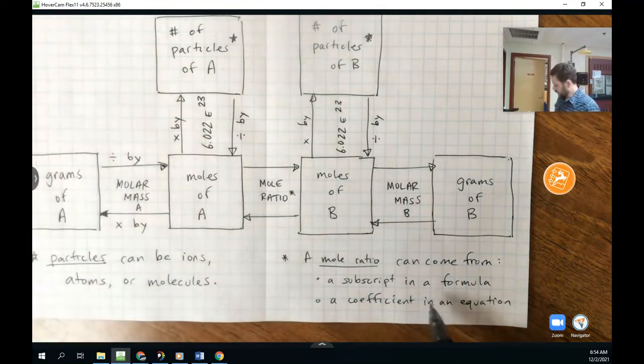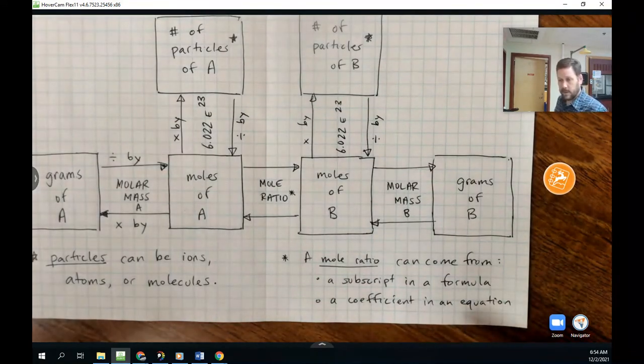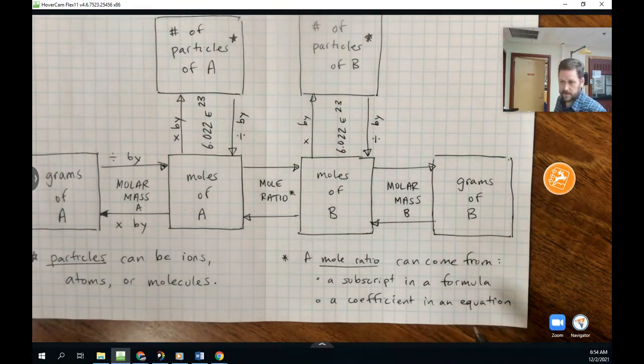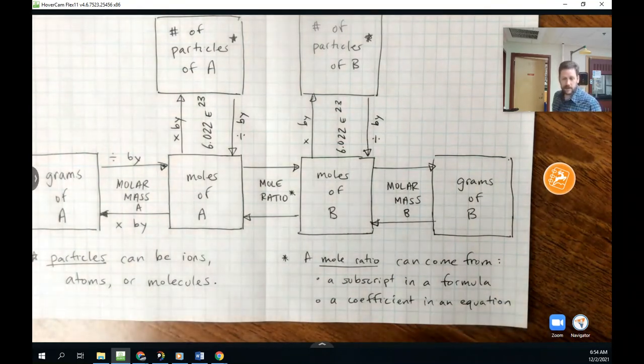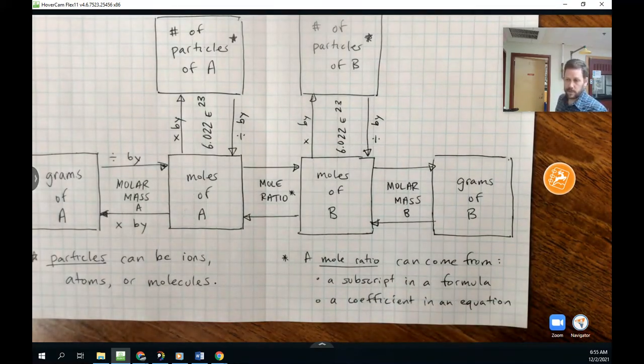And we'll do some practice with that and talk about how, for instance, if I look at the chemical formula for water, H2O, there are 2 moles of hydrogen, which is one substance, for every 1 mole of water, which is another substance. If I look at CO2, carbon dioxide, and I look at the subscript next to oxygen, which is 2, that tells me there are 2 moles of oxygen, which is one substance, in 1 mole of CO2, which is a different substance.